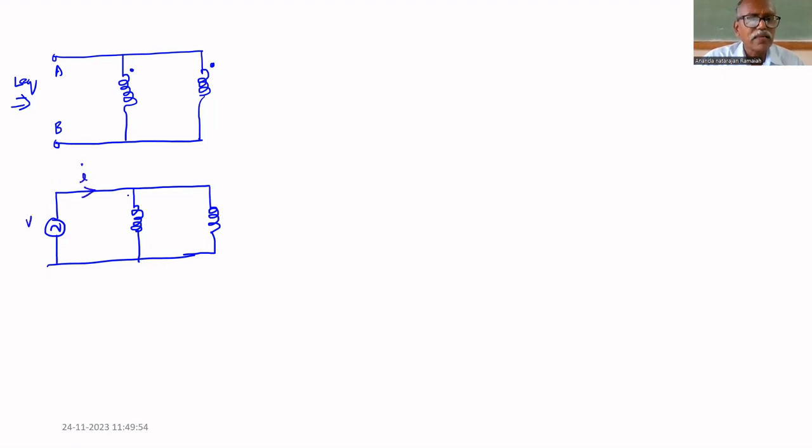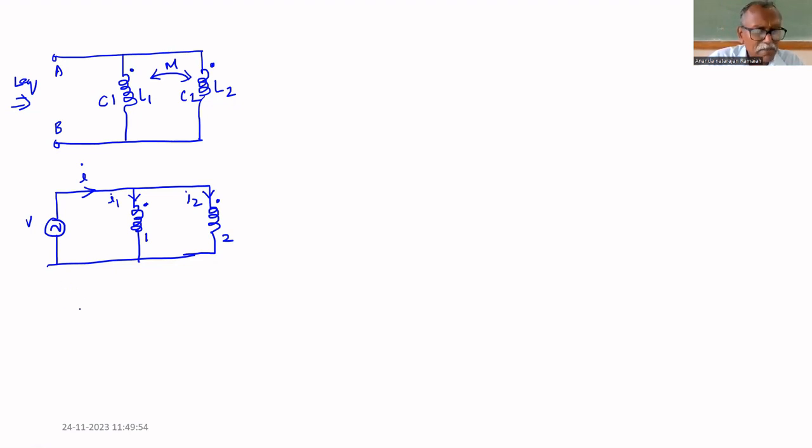Total current is I. Current through this coil is I1, and current through the second coil is I2. Let the inductances be L1, L2, and the mutual inductance is M. This is coil 1, this is coil 2. The currents are I1, I2, and the total current is I. There is only one element across the supply. Applied voltage is V.